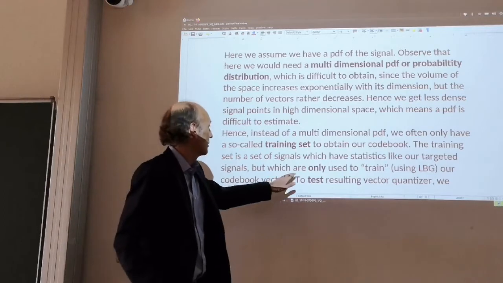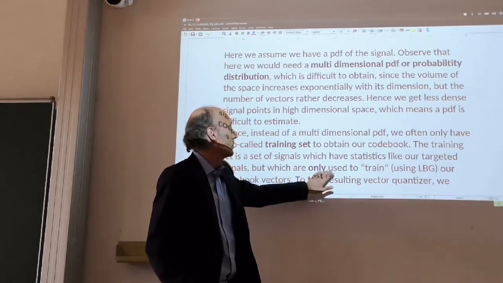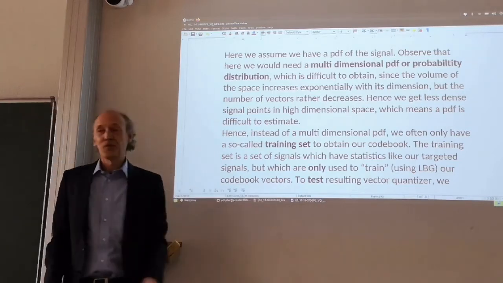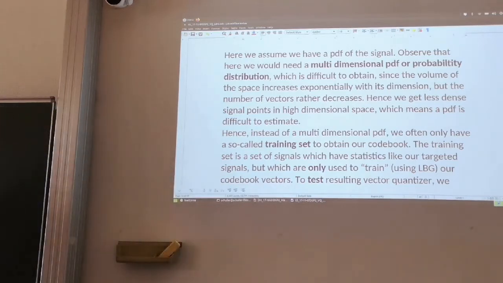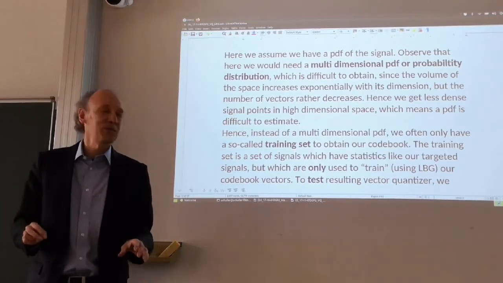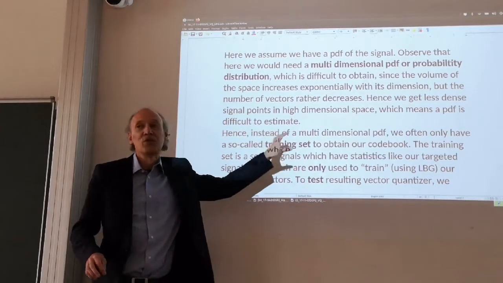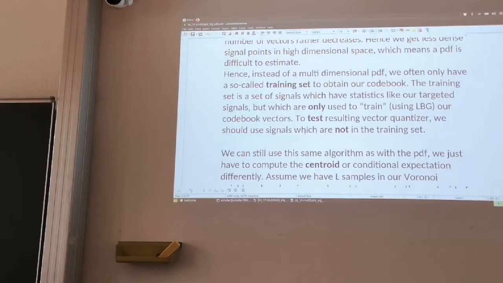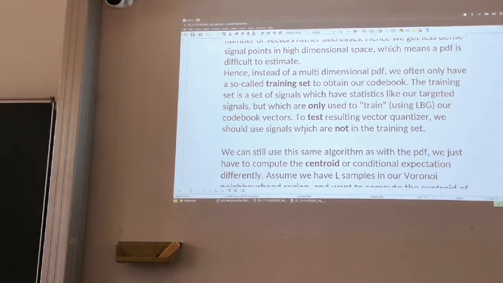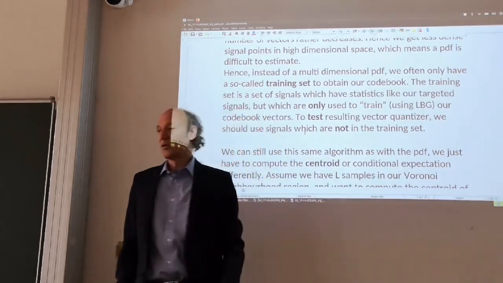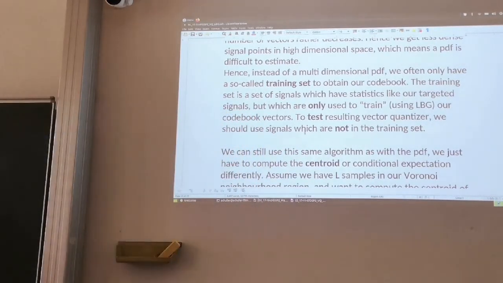Right, so we use this only to train our code book, and then we have a test set to test it. So this is also like neural networks. In neural networks, you also have a test set to test it. And this test set should be different from the training set to avoid overfitting. Yeah. So we should use signals which are not in the training set. Also called the test set.